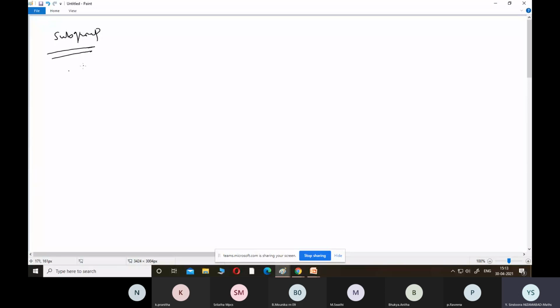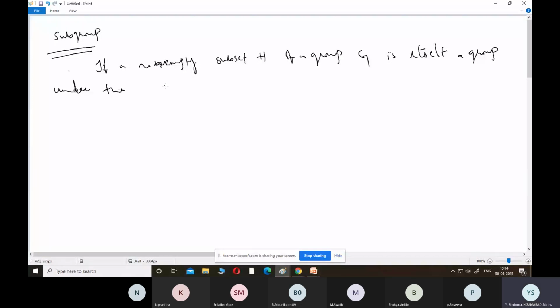Now I'll write a definition of this. If a non-empty subset H of a group G is itself a group under the operation of G, then we say H is a subgroup.